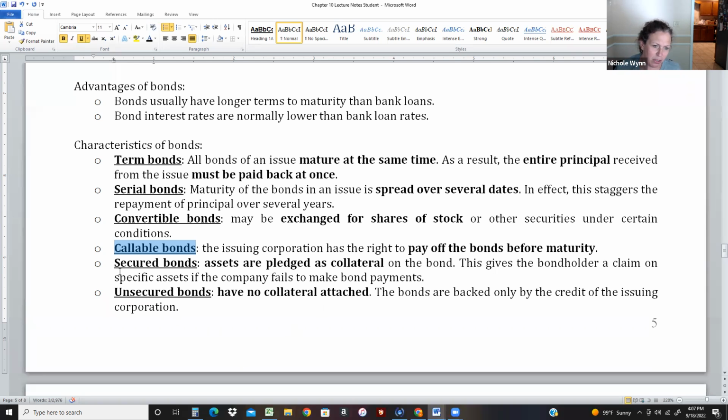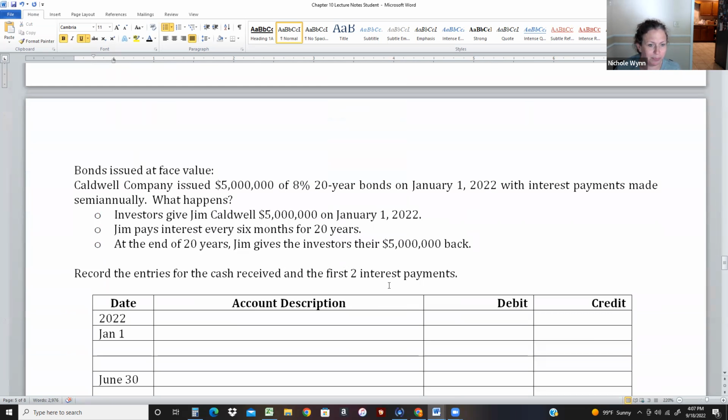And then secured versus unsecured just means, does it have collateral or not? Secured bonds have some form of collateral. So if the company goes bankrupt, then they would sell off the collateral to be able to pay you back your $1,000. Unsecured means no collateral.